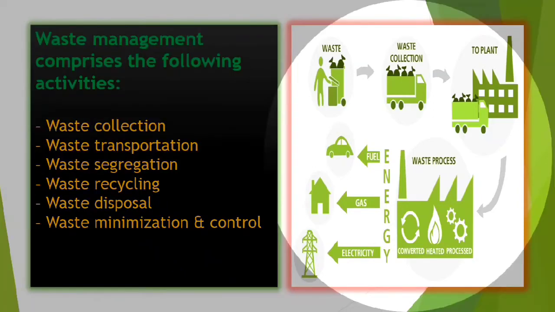You all are seeing the image at the right side of the slide. This image depicts the systematic process of how waste management works. All waste is dumped in garbage, and after dumping, all this waste is collected by garbage trucks especially designed for this purpose. Transportation of this waste collection to the plant. Thereafter, waste processing takes place by heating and converting them into useful energy resources such as fuel, gas, and electricity.